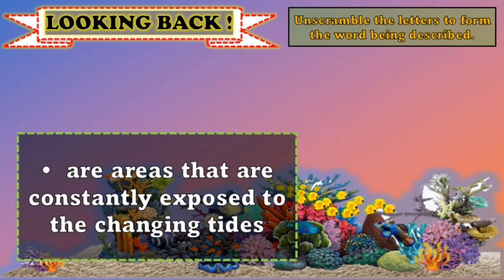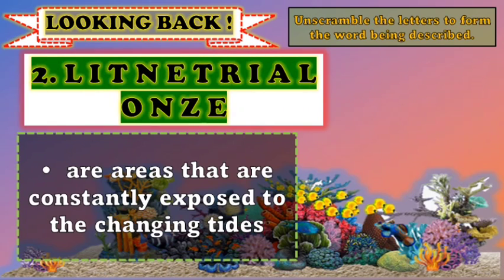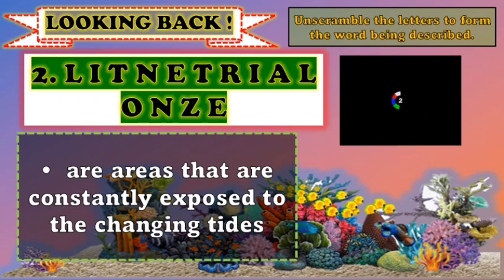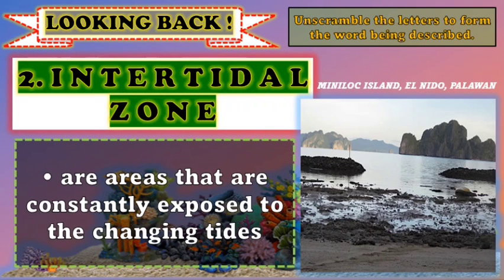These are areas that are constantly exposed to the changing tides. Okay, I'm giving you 5 seconds. Okay, the answer is very good. That is intertidal zone. An example of an intertidal zone is in Minalo Islands, El Nido, Palawan. That is the best example of an intertidal zone.